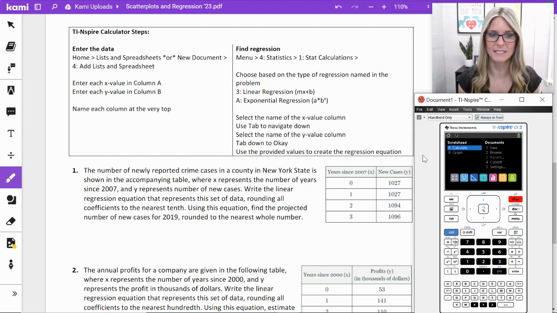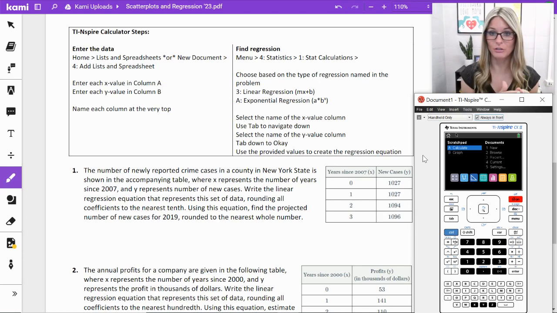So number 1 says the number of newly reported crime cases in a county in New York State is shown in the accompanying table, where X represents the number of years since 2007 and Y represents the number of new cases. Write the linear regression. That's our first step. Write a linear regression equation that represents the set of data, noting we're going to round all coefficients to the nearest 10th. So directions here change throughout the Delta Math problem, so make sure you read closely how we're rounding.